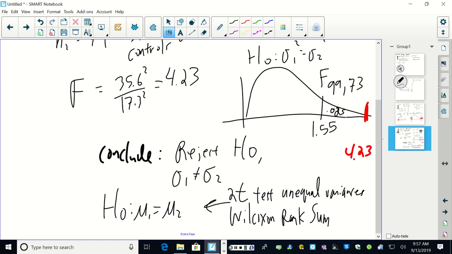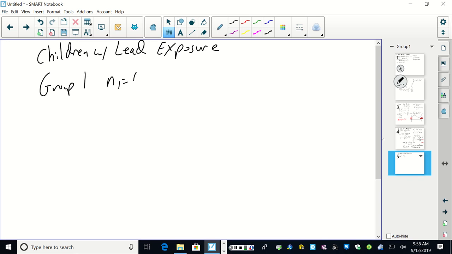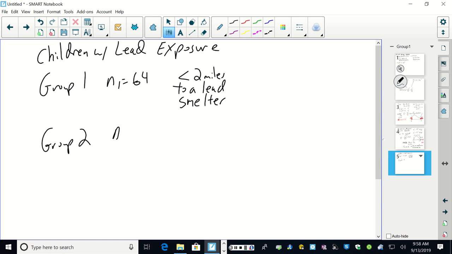So just a different numerical example. This is in a study of children with lead exposure. There were two groups. Group 1: these children live less than 2 miles from a lead smelter. And group 2 were children in the same city that were more than 2 miles away.